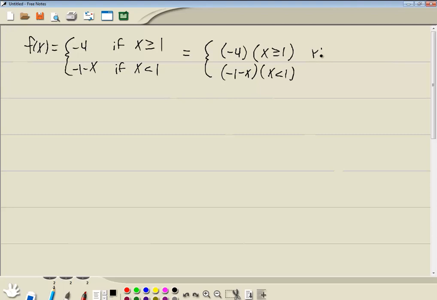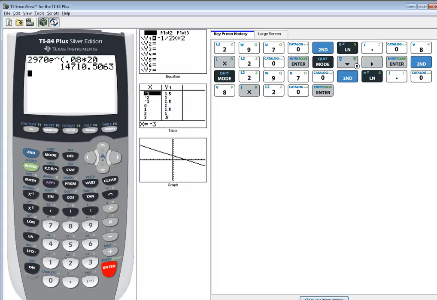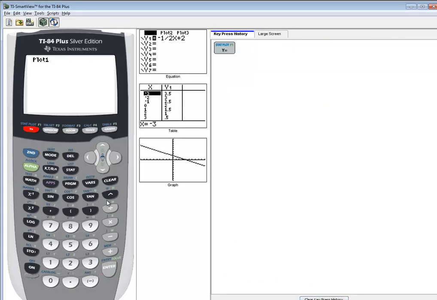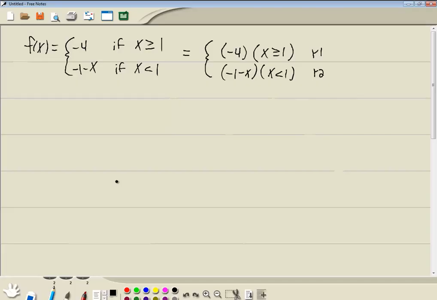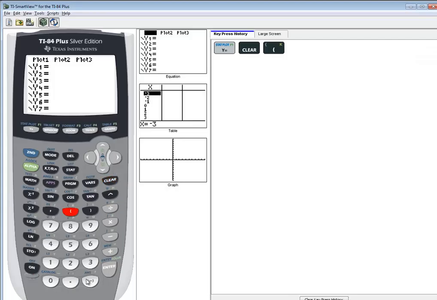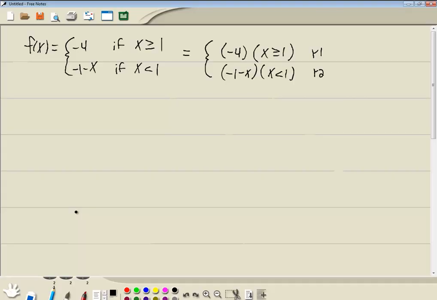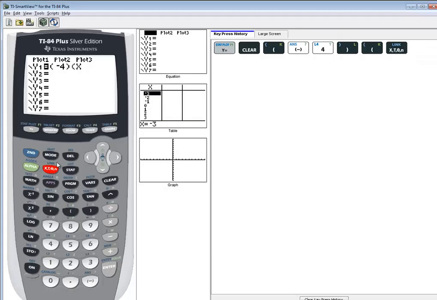Now we're going to put this on y1 and we'll put this on y2. So press my y equals, press my clear. Then I've got a beginning parentheses, -4, closing parentheses, beginning parentheses, x, and where we find the greater than or equal to is underneath the test menu. So I do second math, and we want greater than or equal to, which is the fourth one, so I press 4, and then 1.